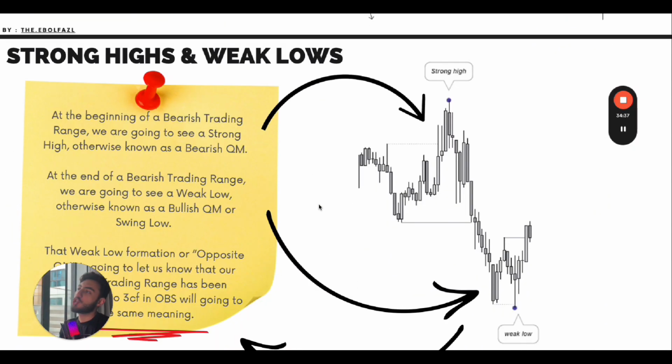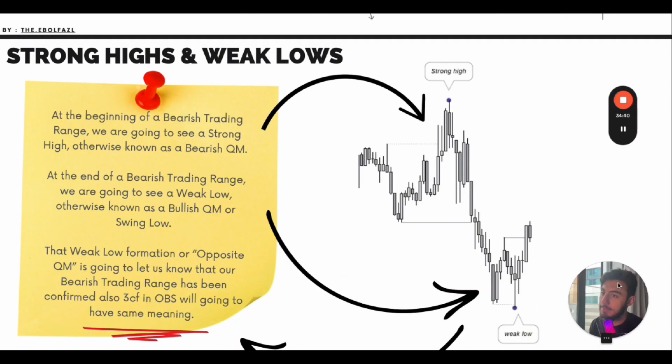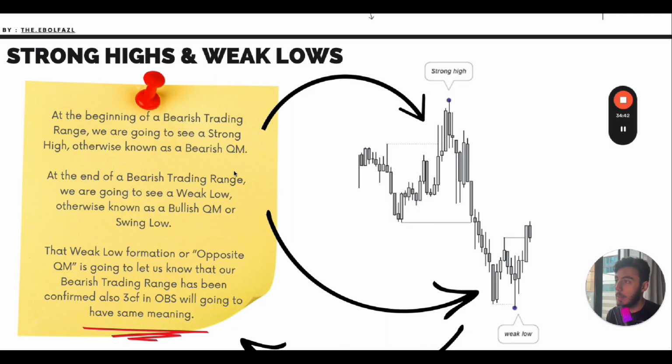Now, what is the strong high and a weak low? At the beginning, we're going to talk about the two types of range. We have the bullish range and the bearish range. In the bullish range, the main position that we're going to look for is going to be buy. And in the bearish range, the main position that we're going to look for is going to be sell. At the beginning of the bearish trading range, if you don't know what the bearish trading range looks like, it looks like this, right? Now we're going to dive in. It's better to understand the concept and elements.